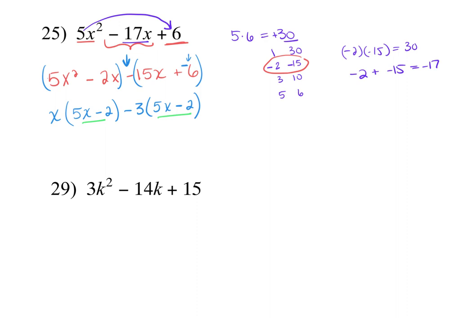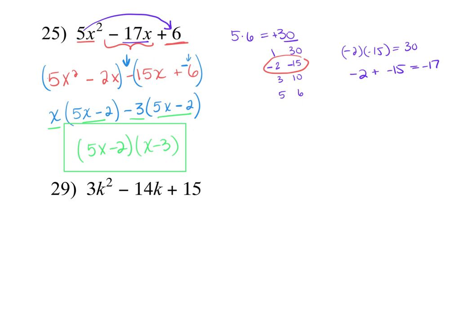All right, so to finish this off, I'm going to put my common group here. And what's left over is my last group. We're going to do one more just so you see it one more time, and then you're going to work on your own. All right, so that's my answer. And again, you can FOIL this, and you should get what you started with. That is how you check these.